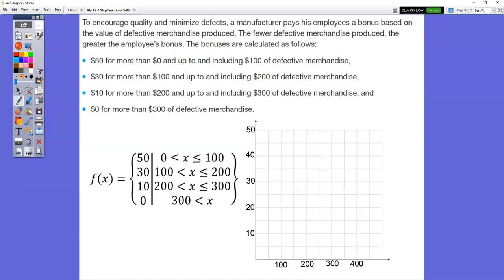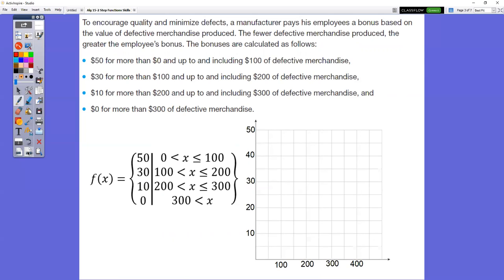In the next one, now this one is a step function that goes down, right? To encourage quality and minimize defects, a manufacturer pays his employees a bonus based on the value of the defective merchandise produced. The fewer the defective merchandise produced, the greater the employee's bonus. The bonuses are calculated as follows.